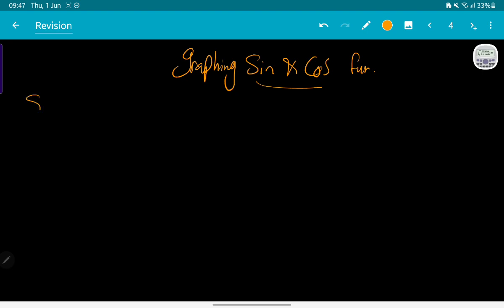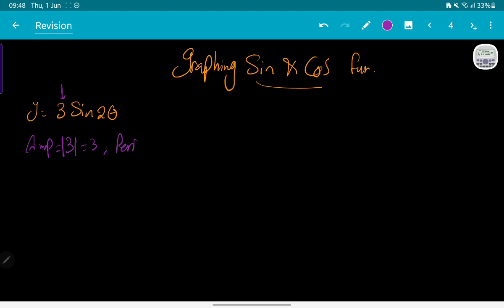First, f of x, or y, equals 3 sine 2x, or 2 theta. To graph this you need three things. First, the amplitude is this number 3. It's positive 3. If it's negative, we take the absolute value, so it's 3.